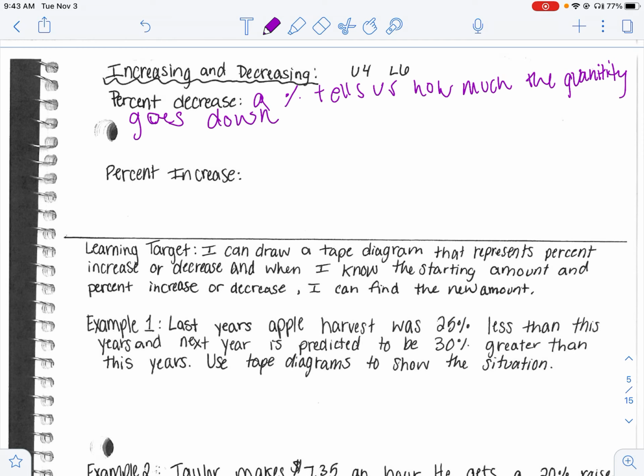For an example, like a 25% decrease or a 50% off coupon is all percent decrease. A percent increase is just the opposite. So it's a percent that tells us how much the quantity increased or went up.